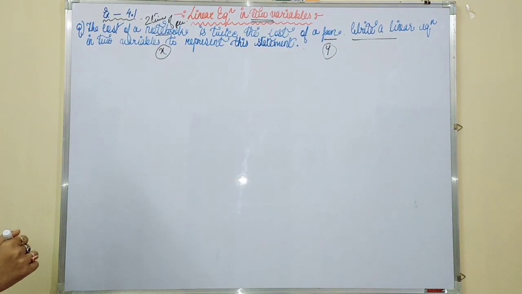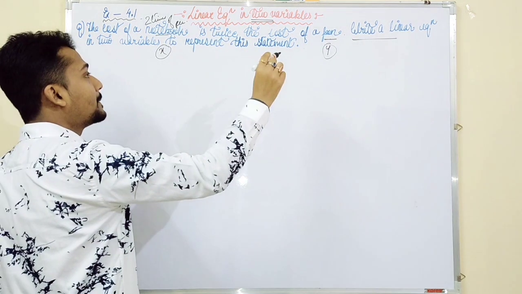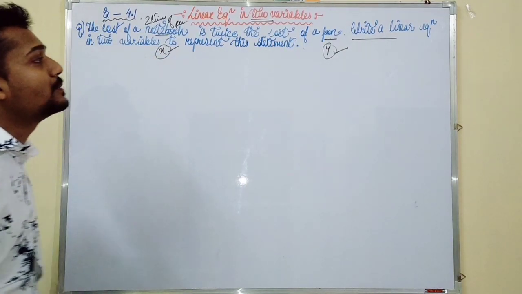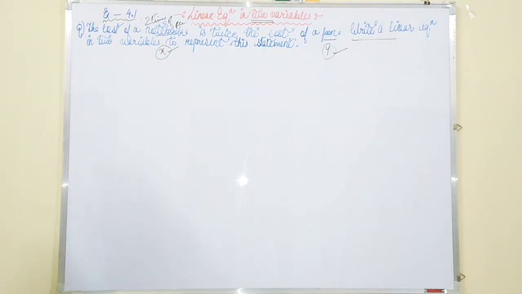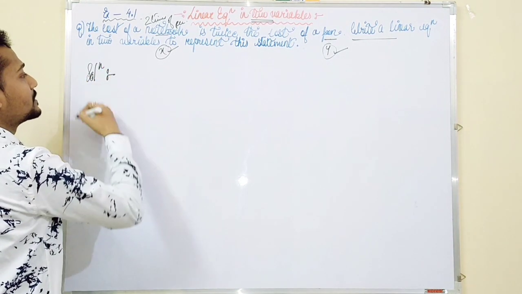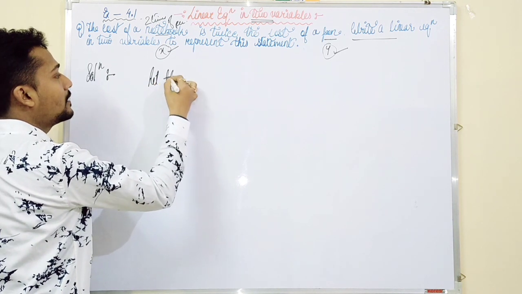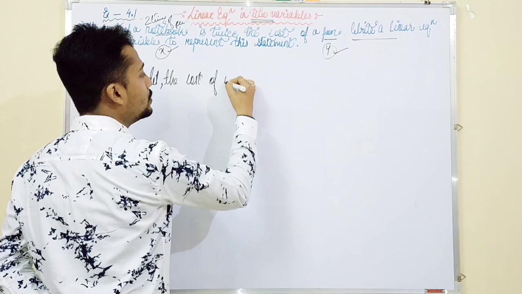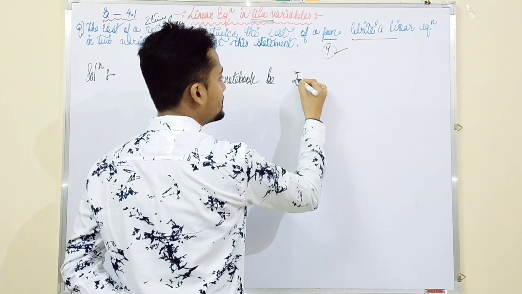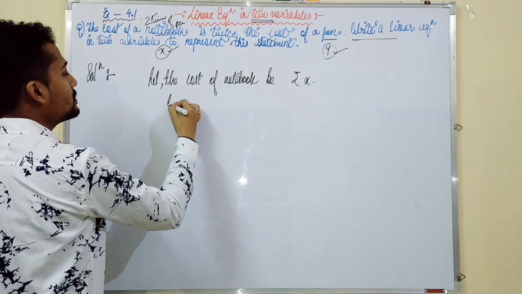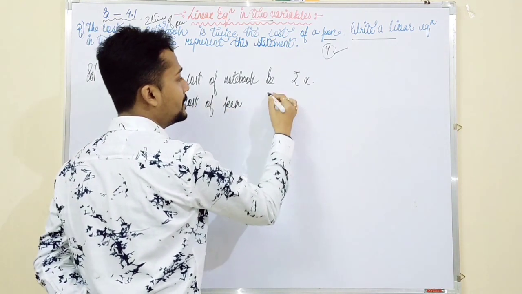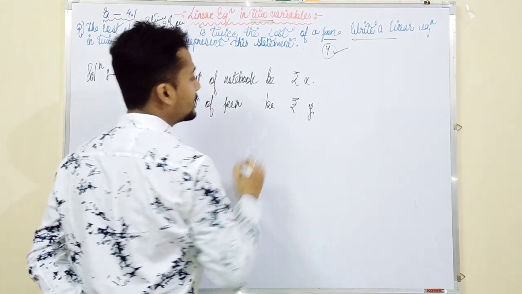Okay, the cost of a notebook is twice the cost of a pen. That means if we take the cost of notebook as x and the cost of pen as y, how are we going to represent it in the form of a linear equation in two variables? Okay, so let us begin. Solution. Let the cost of notebook be rupees x, and the cost of pen be rupees y.